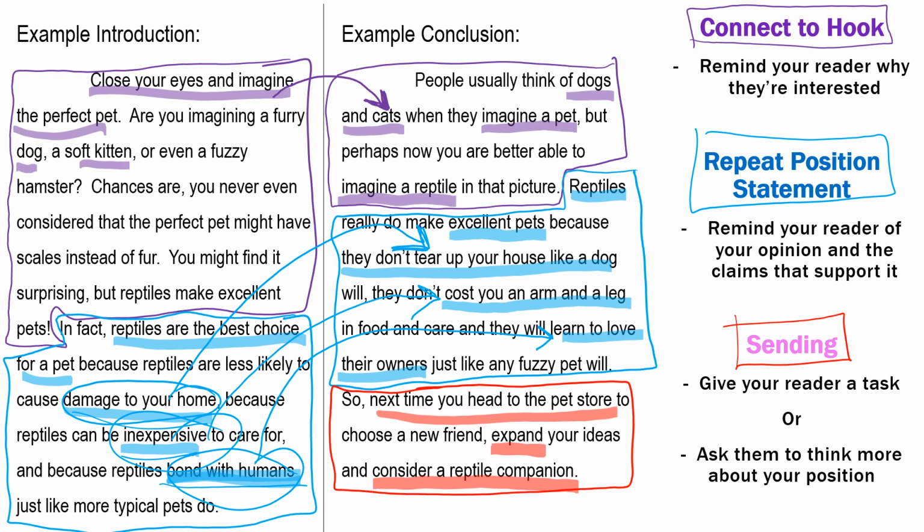The big idea here is, in my intro I have a hook. In my conclusion, I connected right back to that hook. In my intro, I have a position statement. In my conclusion, I repeated it with new words. And then my conclusion ends with this sending. This is brand new. Your sending isn't anywhere else in all of this essay. This is the only chance that you get to end with, give your reader something to do that they can do now that they have this new information that you have explained to them.